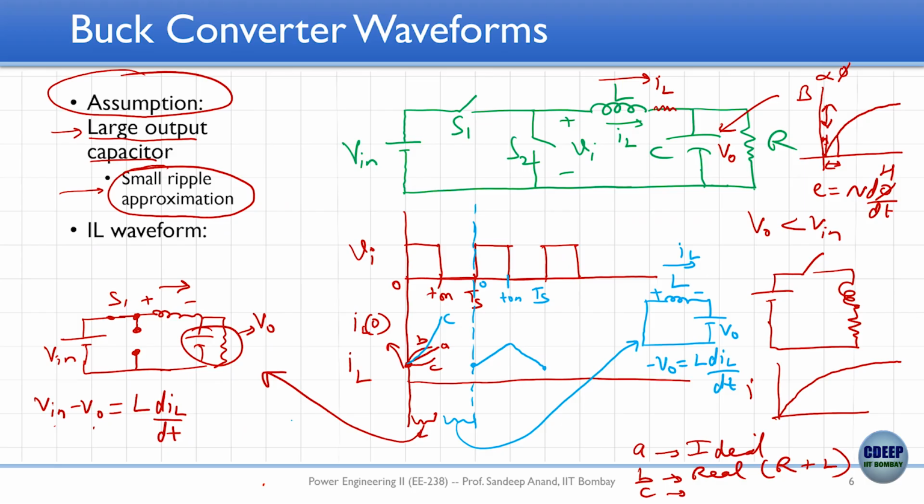We also saw how the typical current would look. When S1 is on, the inductor current would rise, possibly with different slopes depending on actual conditions. But if we assume two things, small output voltage ripple plus all the components to be ideal, then the current waveform would be a triangular waveform. It will be a straight line rising up, and a straight line coming down.